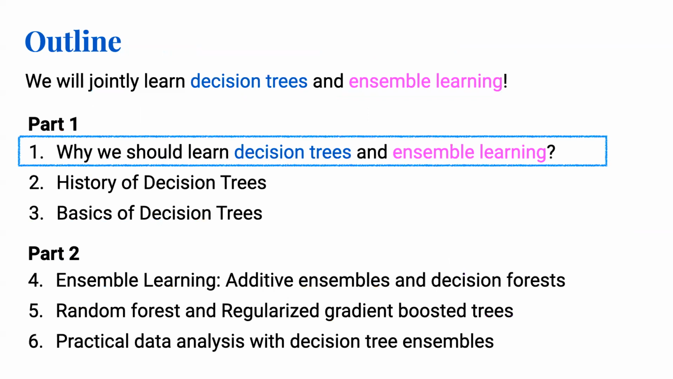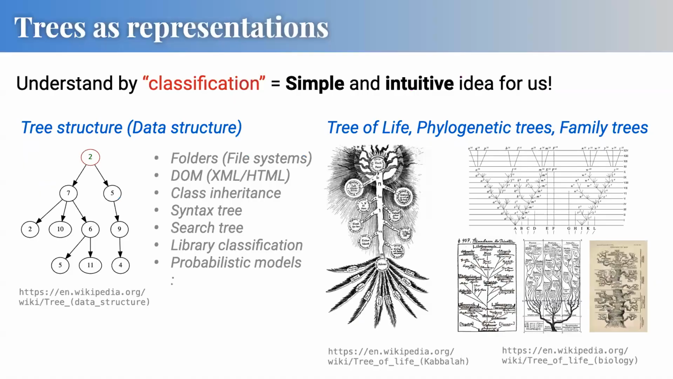But as a start, we will make sure why we should learn decision tree ensemble in the first place. Basically, you will use the tree data structure as a representation of the data. The tree structure is one of the computer science favorite data structures. You will see the tree structure everywhere, like your folders in file systems, and HTML, or class inheritance in Python or Java, or syntax trees in natural language processing, or search trees. Even if you go to the library, there is a classification scheme. Library classification is also a kind of tree, a hierarchical classification. Some probabilistic models in machine learning also have that kind of hierarchy. So we use tree structures everywhere.